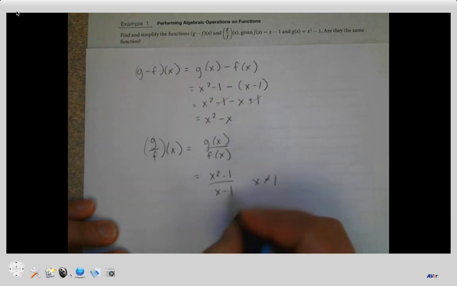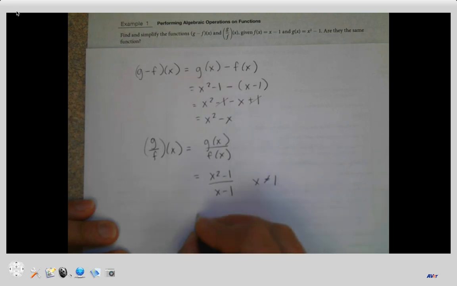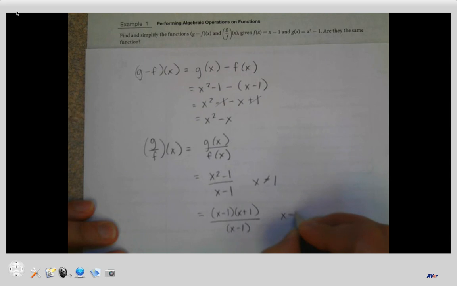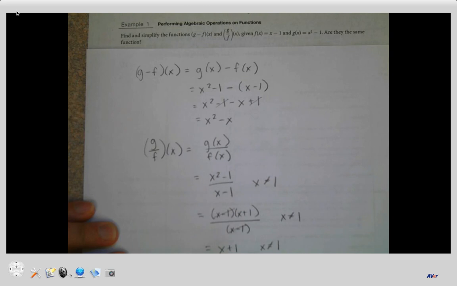All right, so can we simplify this at all? X squared minus 1. Can we factor that? It's a difference of squares, right? So we can write that as x minus 1 times x plus 1 divided by x minus 1. We have to keep this restriction on the domain. And yes, we've got a factor here and a factor here that match. So we can simplify this just to be x plus 1 with the restricted domain, x can't equal 1.